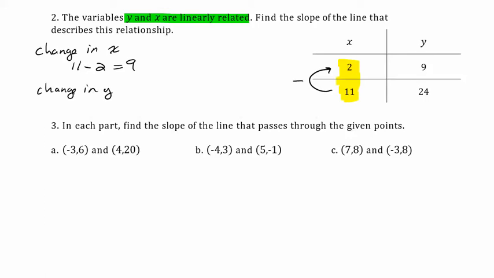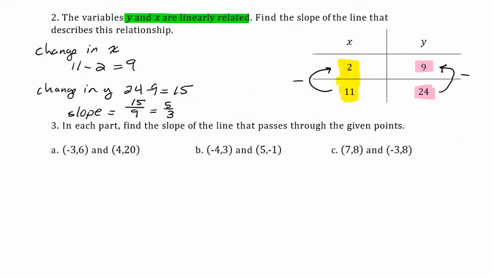All right, so for your change in y, you got these 2 values. You've got to be consistent and go the same direction. So you're going to do 24 minus 9, and that's going to give you 15. So now your slope is the change in y divided by the change in x. And I could reduce that by a factor of 3 down to 5/3, and that would be my answer.